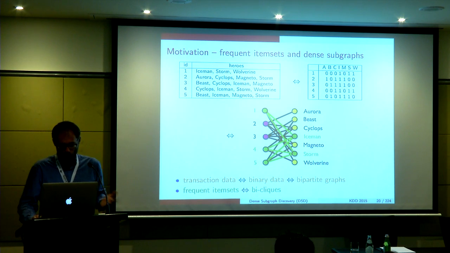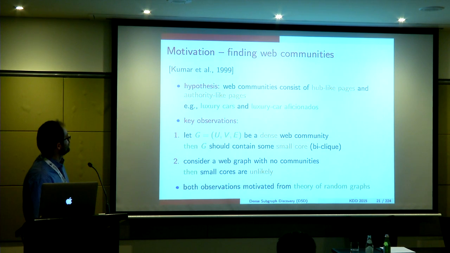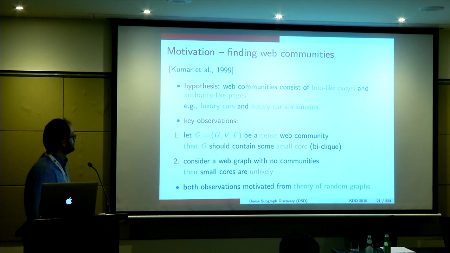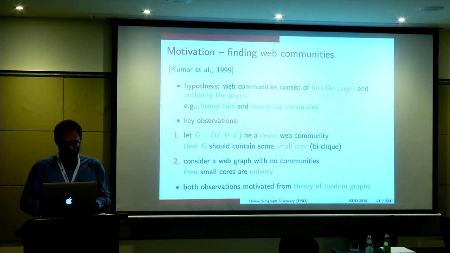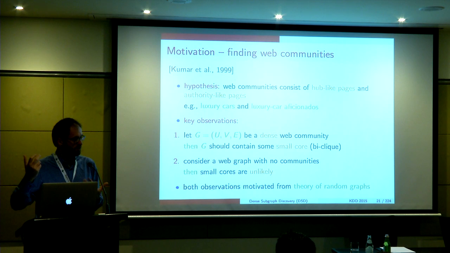And there is also some work that has tried to take advantage of this connection. For example, also very old, classic work is the work of Kumar and others on trawling. There, already in 1999, they wanted to find web communities on the web. So the key observation is that if you take the web graph, which consists of the hyperlinks, a web community is a dense subgraph.